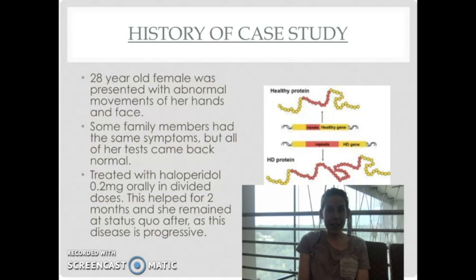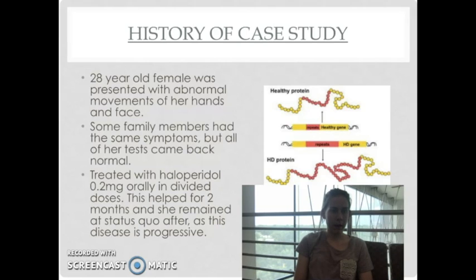Hey, I'm Allie. Today I'm going to talk to you about the history of a case study of Huntington's disease. A 28-year-old female diagnosed with Huntington's disease originally presented with abnormal movements of her hands and face, and abnormal behaviors. Some of her family members had these same symptoms, however they were never diagnosed with anything. After running many tests, nothing came back abnormal. Even a blood smear did not show any abnormal cells. What diagnosed her with Huntington's disease was her CT.